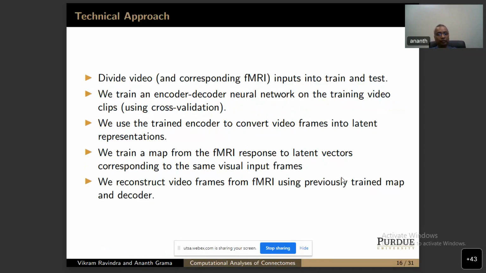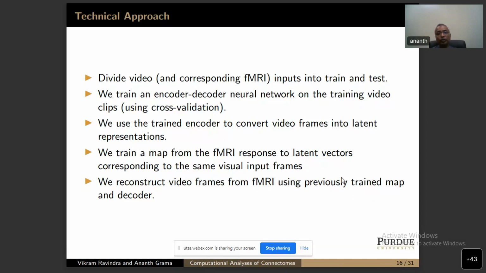All right, so here is the high level approach. We divide the video inputs into train and test sets. We train an encoder decoder neural network on these training video clips. So the idea here is that I'm not going to do this in the space of the entire image. I'm going to do this in some latent space. So I'm going to train an autoencoder. I'm going to squeeze the autoencoder in the middle, so I have a relatively compact latent representation. And what I'm going to do is try to predict that latent representation. And if I can predict that latent representation, then I can use a decoder to actually do full reconstruction.